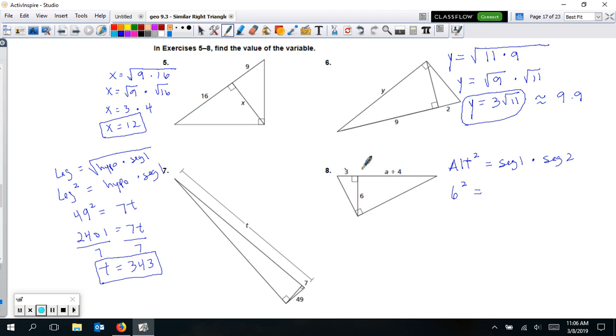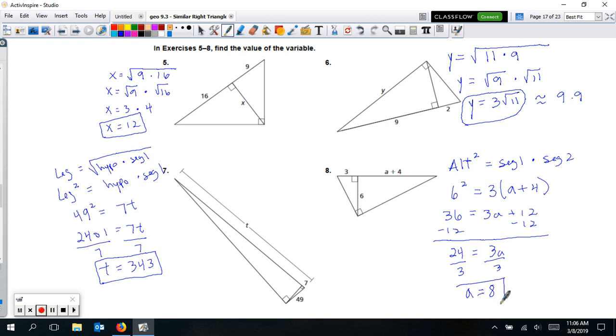So we could say, well, just these two times each other, 3 is going to be multiplying a plus 4. And there's a small little equation. This is obviously 36 from 6 squared. Distribute here, so we get 3a plus 12. And then we just subtract our 12 from both sides. And so that's going to give us 24 is equal to 3a. And so when we solve, dividing by 3, a equals 8. So there's our value of the variable on that one.